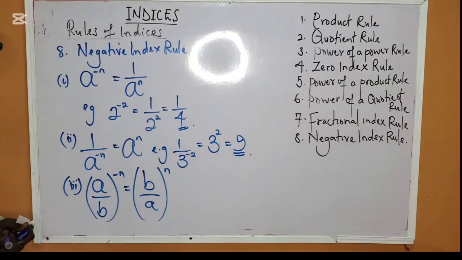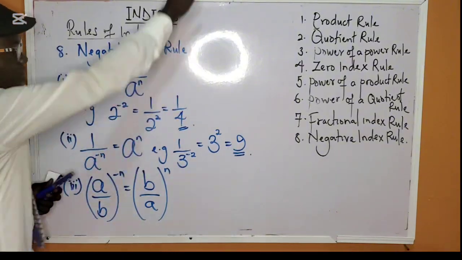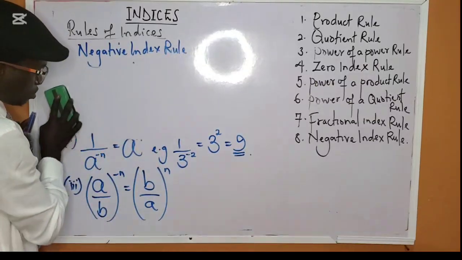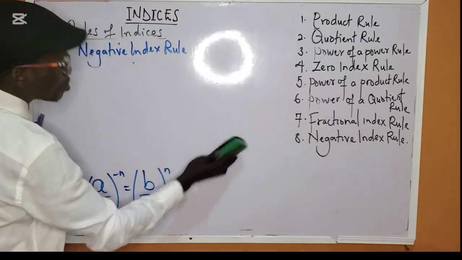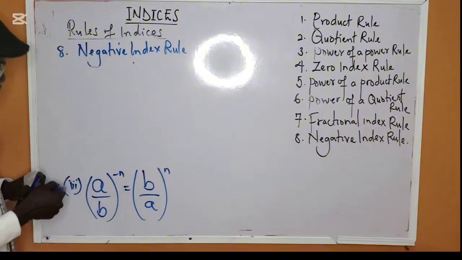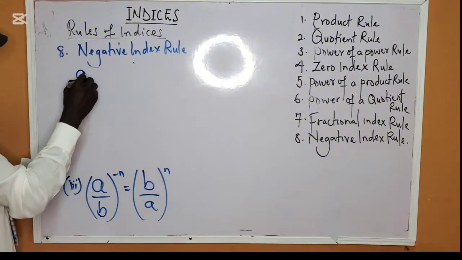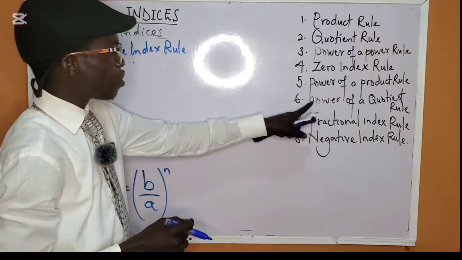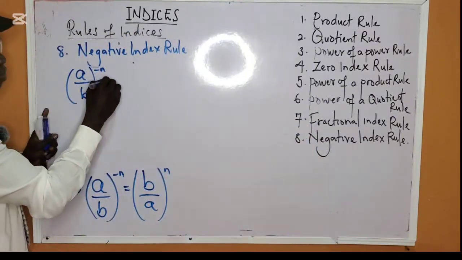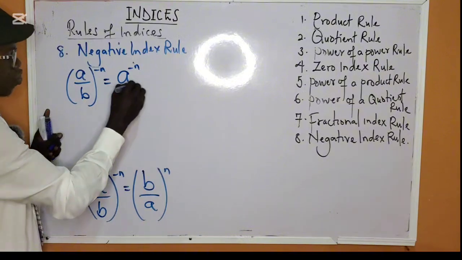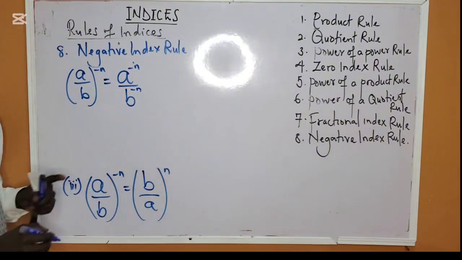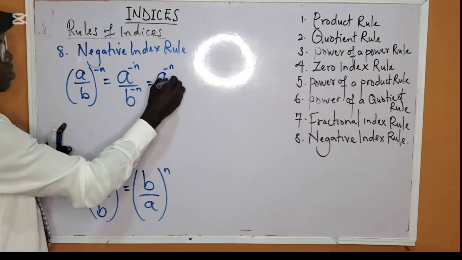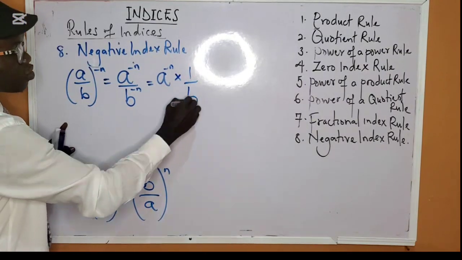I know you are confused. Now let's explain what I have here. Let me erase this part. Okay, erase this too. I want to explain this. We have a over b raised to the power of minus n. From the power of a quotient rule, yes, we can distribute the power: a raised to the power of minus n over b raised to the power of minus n, right? So I can write this as a raised to the power of minus n multiplied by 1 over b raised to the power of minus n.